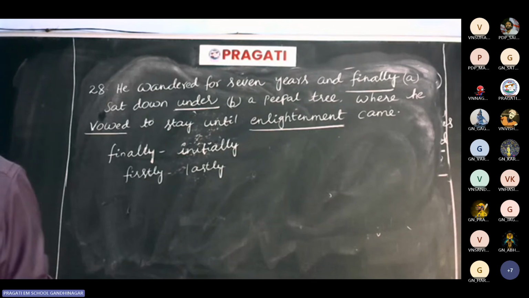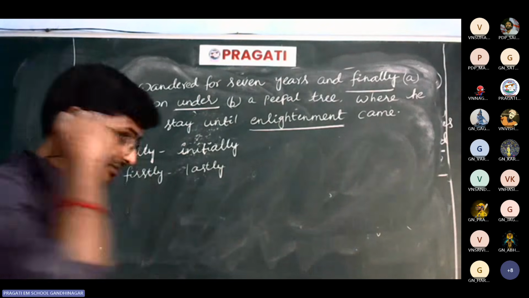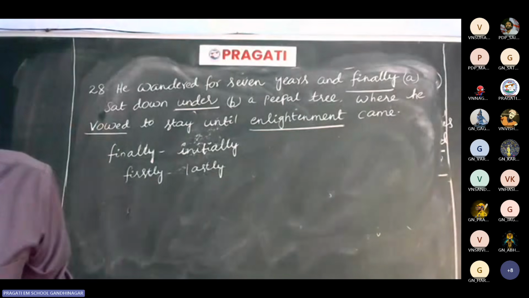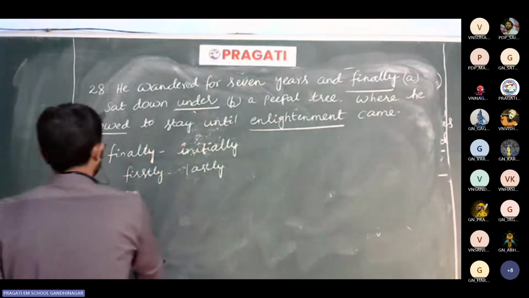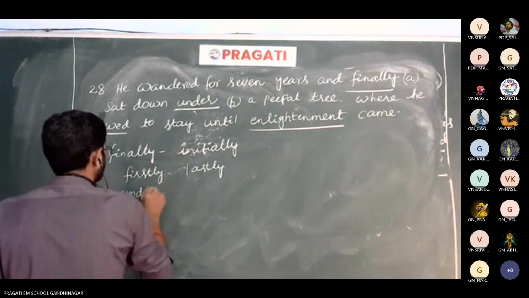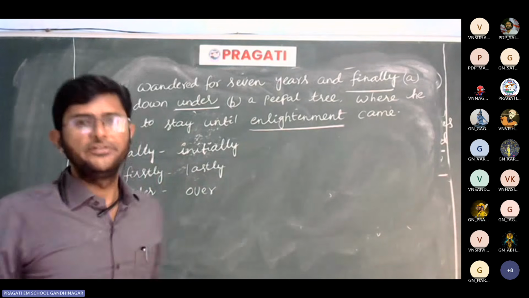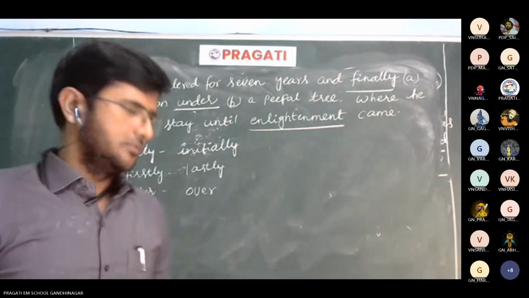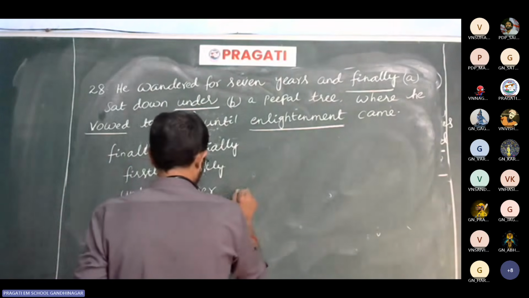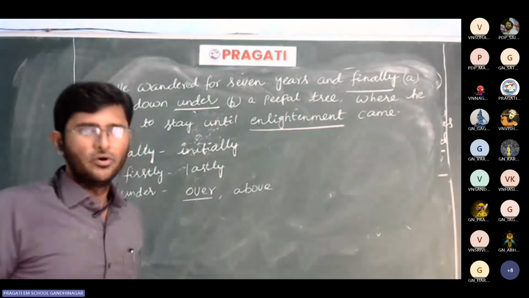The next word is under. So what is the opposite of under? Over is the exact opposite for under. Okay. So you can also say above. But this is the exact word: under, over.